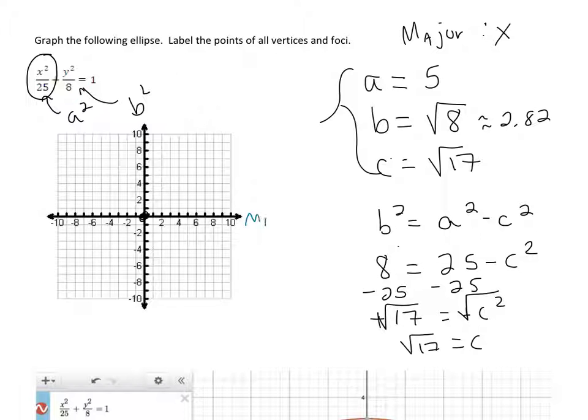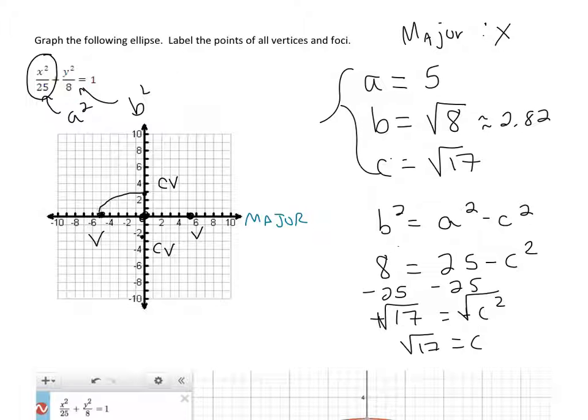This is the major axis. So the vertices and the focus lie on this. So we go 5 units in this direction. So there's a vertex. 5 units in this direction. There's a vertex. B is square root of 8. So we'll go 2.8 up and down to our co-vertex. So somewhere like there. Co-vertex. Down here to a co-vertex.